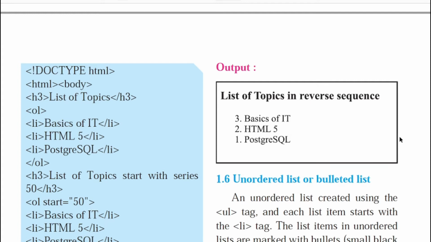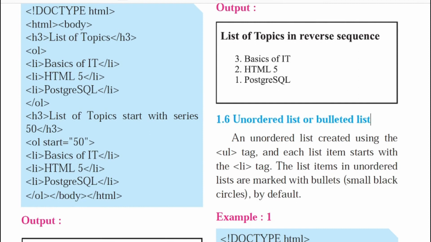Let us move towards the next type of list in HTML5. Here we have another type called the unordered list, or we can say bulleted list, my dear students. A very simple one yet again, as the name suggests. An ordered list is all about a specific order or numbers or alphabets. Here we have an unordered list, which can be termed a bulleted list also, which uses either symbols or bullets. An unordered list is created using the UL tag.